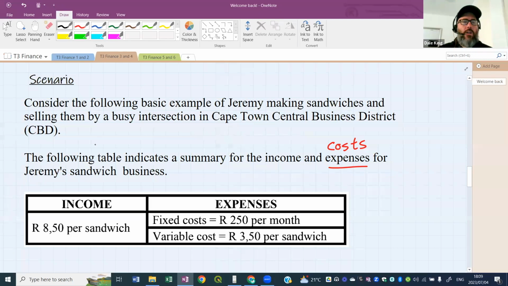All right, let's have a look at the table. We have two columns. We have an income and an expenses column. On the left, the income, and it says there R8.50 per sandwich. So one sandwich, R8.50. Now, if this is income, then this is when he sells. When he sells a sandwich, that is the income.